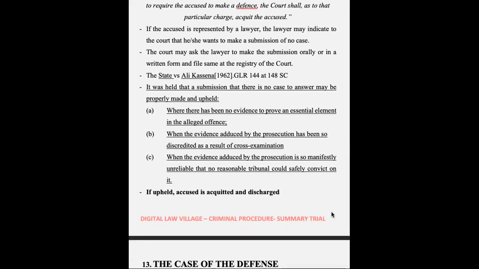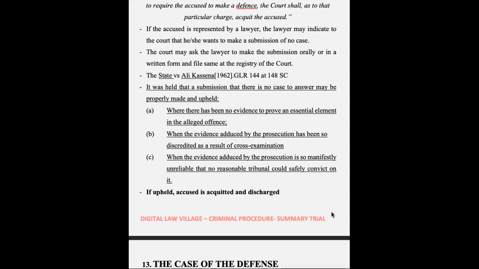But some of you will be wondering, what are the grounds on which the court may uphold a submission of no case to answer? Under what circumstances should the court allow a submission of no case to answer and uphold it? I've given you an insight already. I told you that when you fail to prove an essential element of the offense, like defilement, you fail to prove the age of the victim.